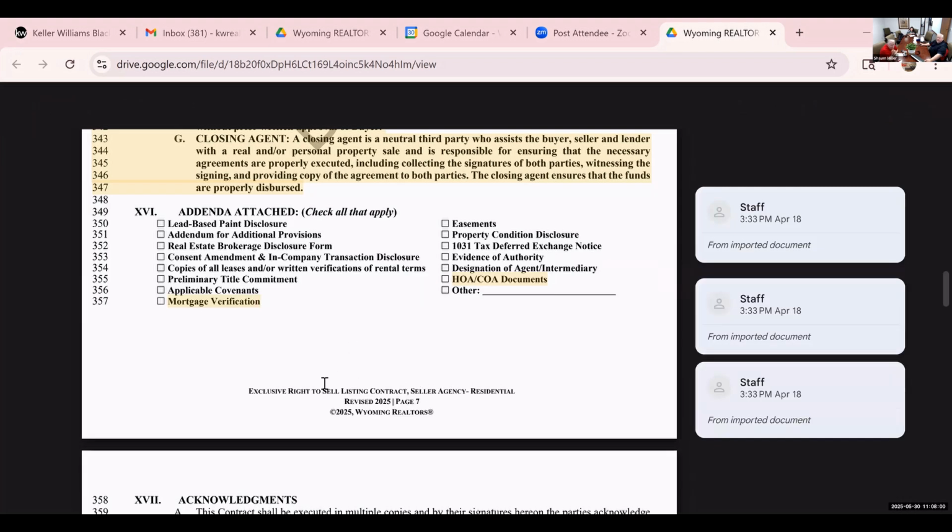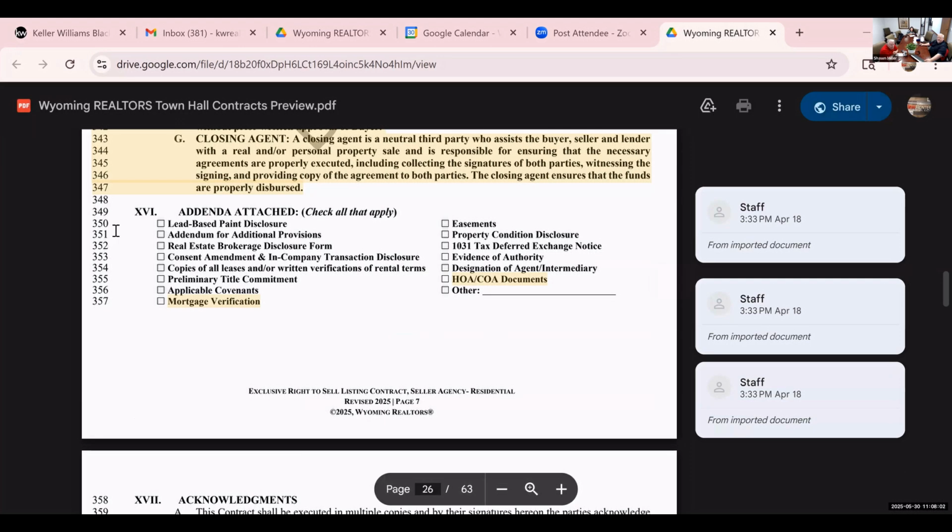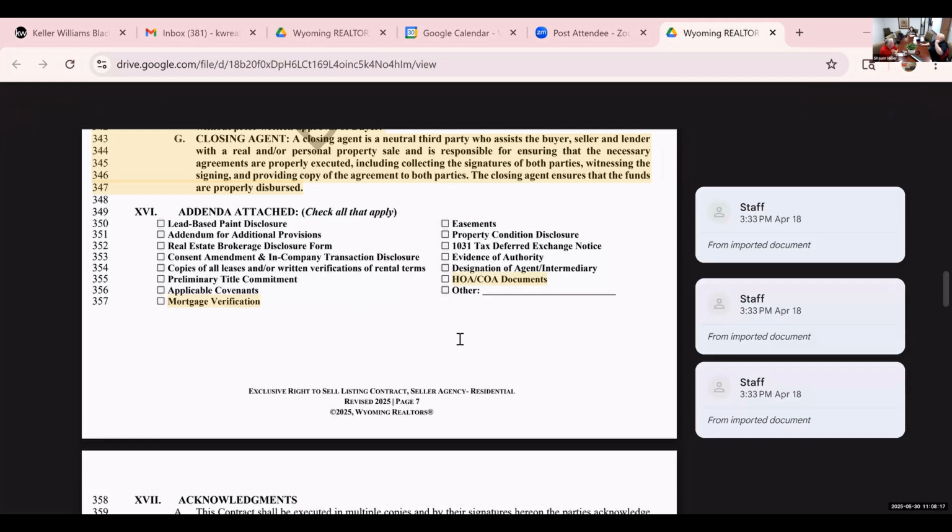Well, it says addenda attached, and anything that would be mortgage verification. Agreed, right, but I mean, preliminary title commitment is on here as well. And that can change based on company and whatever. Well, preliminary titles, regardless, they don't tell you what the actual balance owed is. They tell you the amount of the original loan. Agreed, 100%, I'm just saying.